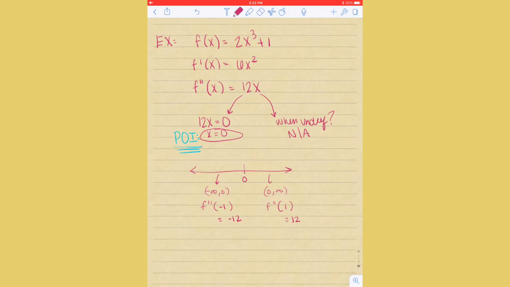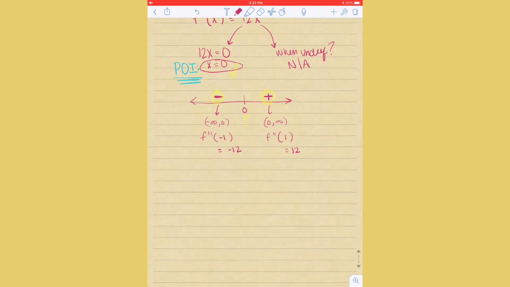And so -12 is a negative value and +12 is a positive value. So I put the respective negative and positive. And the fact that there is a sign change from negative to positive going around 0 confirms to me that, yeah, this is in fact a point of inflection. If I were to solve this problem and end up with a negative and then another negative, I would have to go back and say, wait, no, that is not representative of a point of inflection.